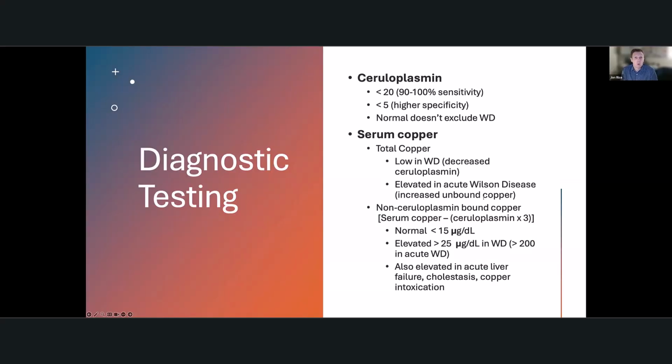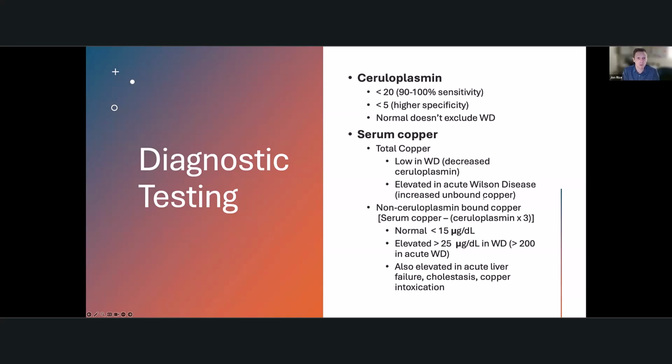And so what do we do with that ceruloplasmin lab when it comes back? Less than 20 is very sensitive, between 90 and 100% sensitive, depending on what study you look at, for identifying Wilson's disease. However, as with most highly sensitive tests, it's rarely then highly specific. And so the 20 cutoff has been used as a marker for indicating additional testing, but it is not very specific. Once you get down more into the less than 5 range, it can be highly specific for Wilson's disease outside of some other rare conditions, which I put up there on that previous slide that cause low ceruloplasmin.